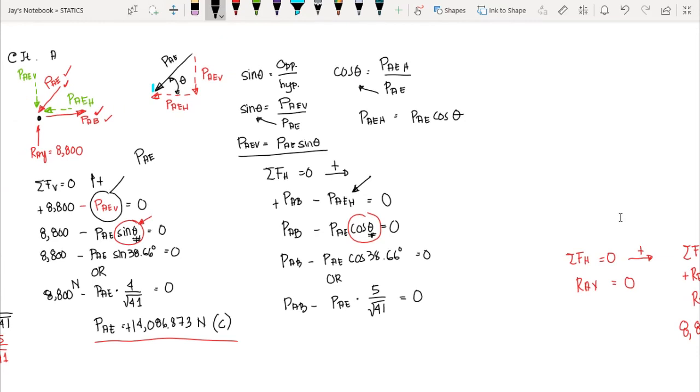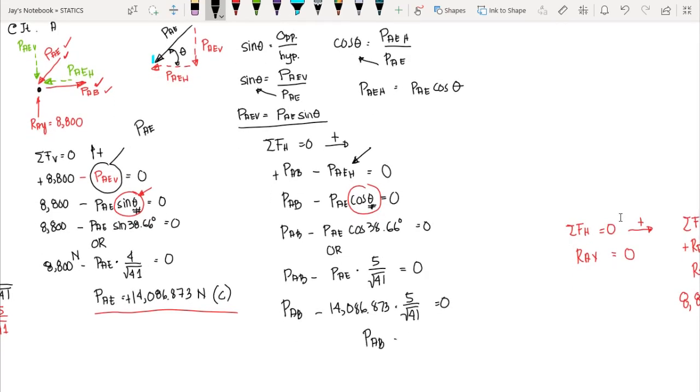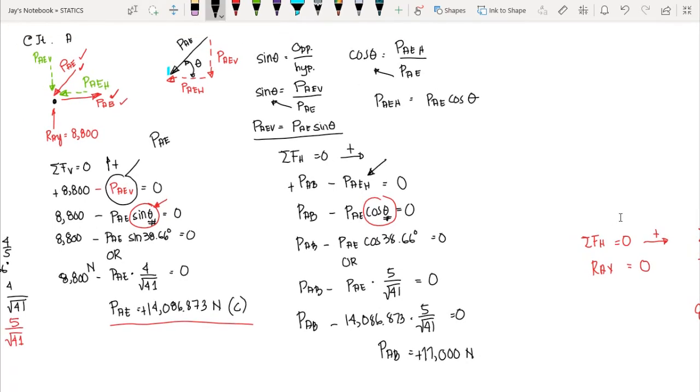Now we already have the value of PAE, which is 14,086, correct? So we have PAB minus 14,086.873 times 5 over square root of 41 is equal to 0. So further simplifying, PAB here is equal to 11,000 Newton. And this one is positive. We get a positive value. So therefore, our assumption that PAB is acting to the right, away from the joint, is correct. So therefore, this one is in tension. In other words, it causes stretch in our member.